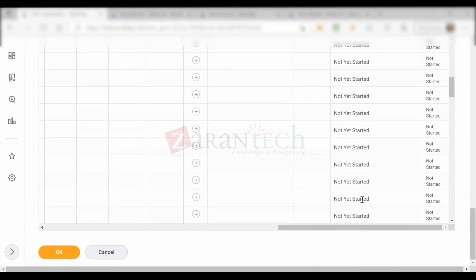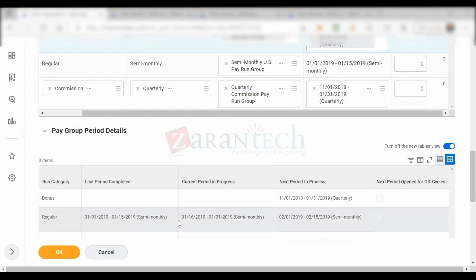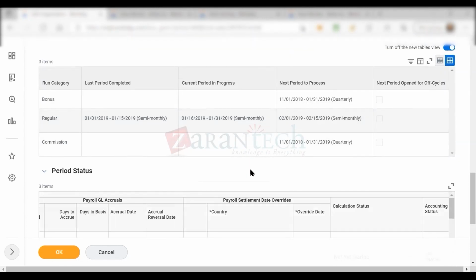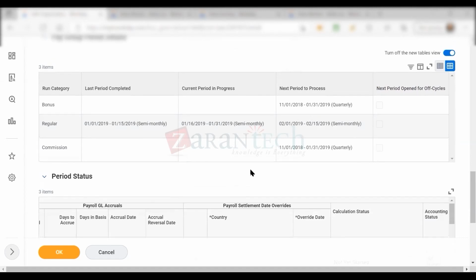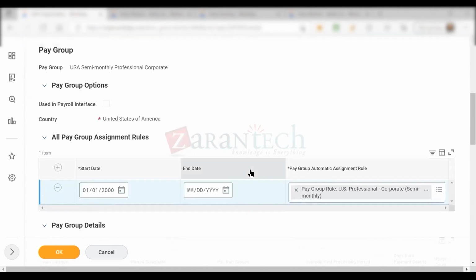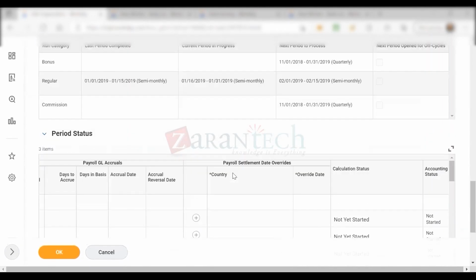Okay. So configuration-wise, our work ends here where we tie together all 3. Once you tie together all 3, the rest of the grids get auto populated based on where we are currently in terms of payroll processing. Okay. That is all on pay group setup.